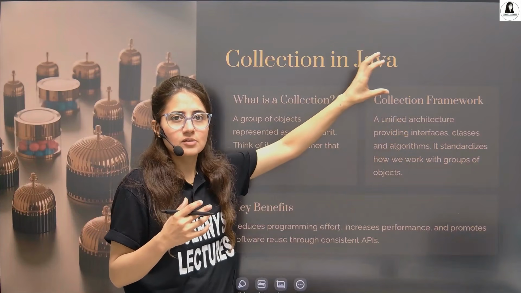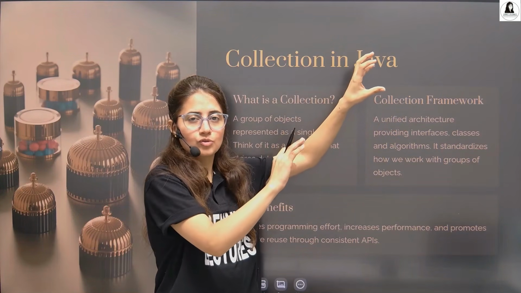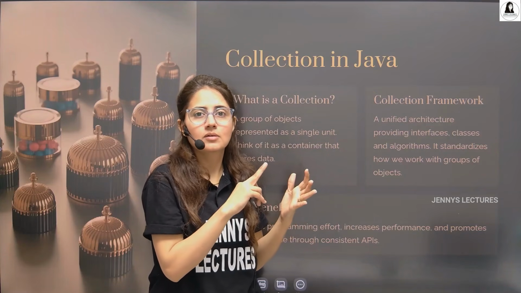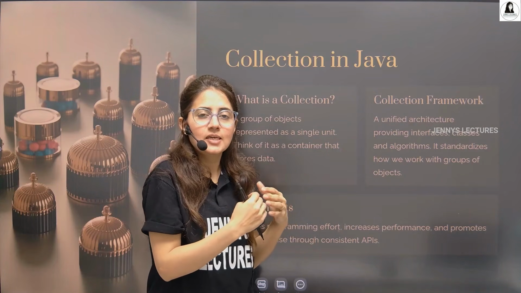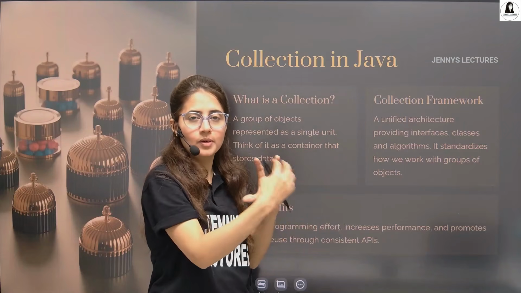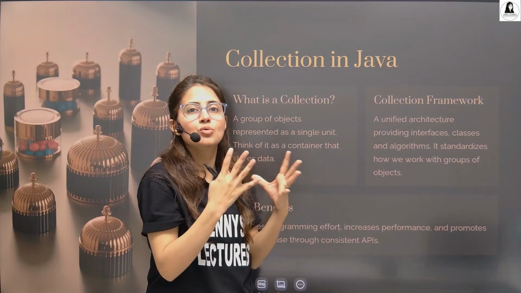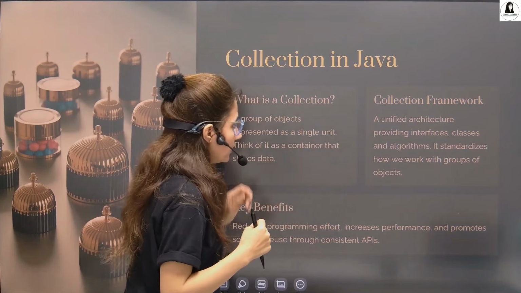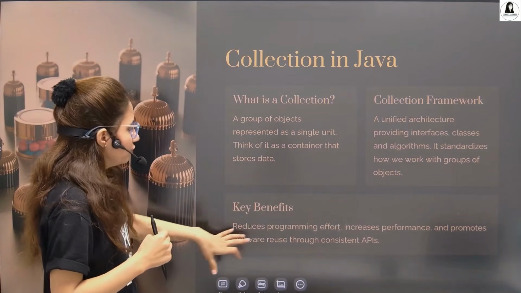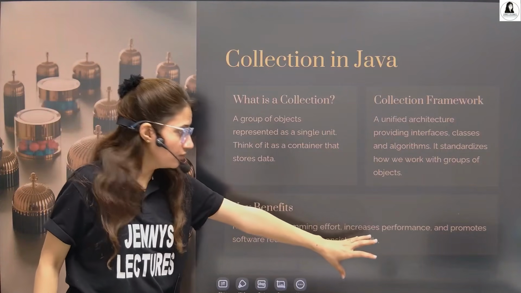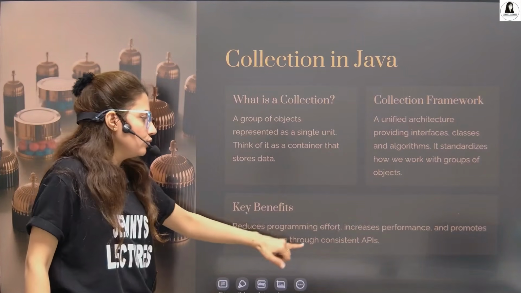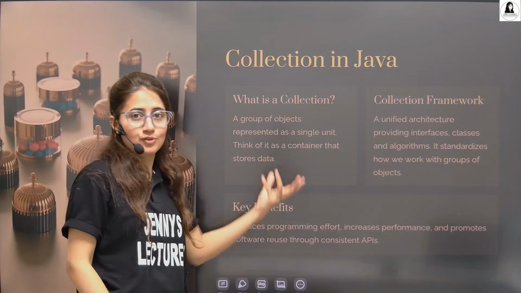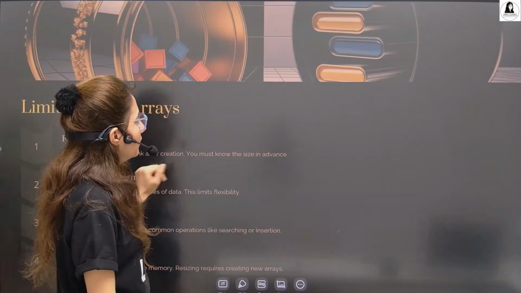Like in the List interface, there are some standard methods. The classes which are implementing the interface, ArrayList, LinkedList, Stack, then Vector, have to follow those rules and implement those methods. So we have standardized those things with the help of interfaces, right? It reduces the programming effort, increases the performance, and promotes software reuse through consistent APIs. So we can easily tell the advantages of using collections or the collection framework, right?